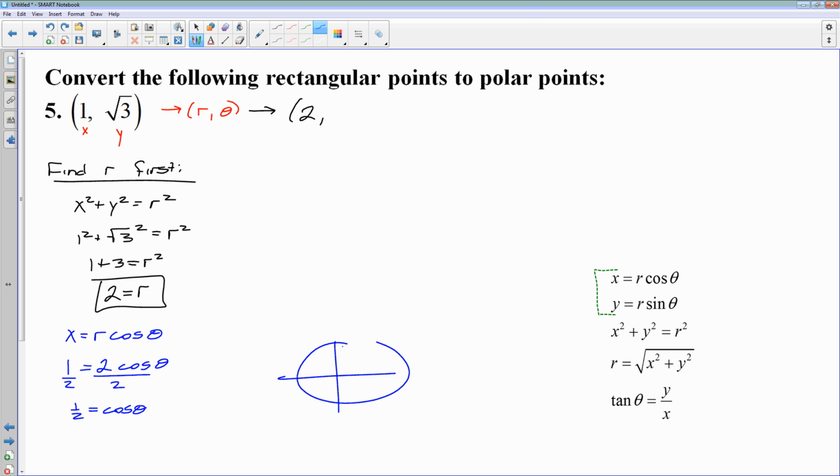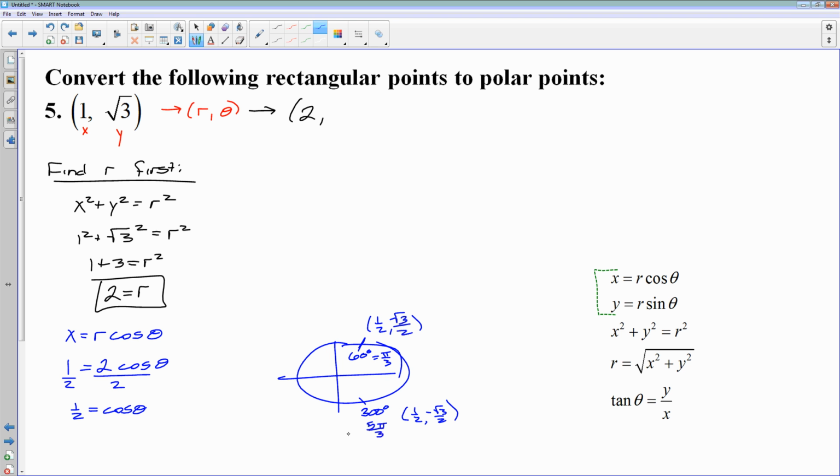That happens up here. I have coordinates of 1/2 and root 3 over 2. That's at 60 degrees, or pi over 3. It also happens down here at the angle of 300 degrees, which is 5 pi over 3. The coordinates right there are 1/2, negative root 3 over 2. So there are 2 angles where my cosine is equal to 1/2.